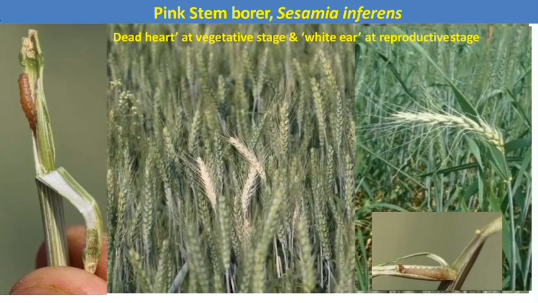Then the next one is the pink stem borer. The species is Sesamia inferens. In this pink stem borer, the larva is the damaging stage. It enters the main shoot or central shoot and feeds on the inner content of the shoots. As a result of feeding, in case of severe infestation, it causes the dead heart symptom at the vegetative stage and white ear symptoms, locally known as purines, at the reproductive stage.